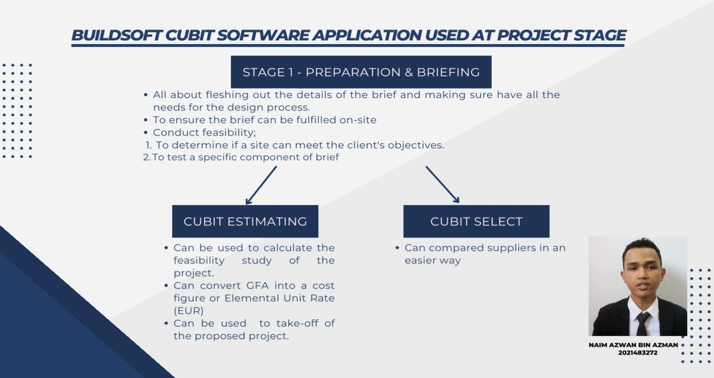Furthermore, by using Qubit Estimating, it can be used to convert GFA into a cost figure or elemental unit rates (EUR), and it gives a quick breakdown of project resource expense by trade. Cost analysis results are displayed intuitively in a chart and table. With the exception of that, Qubit Estimating also can be used to take off the proposed project by inserting the drawing that has been approved by the architect in Qubit Estimating, and the GFA will auto detect the scale from the drawing scale. Lastly, the use of Qubit Select at stage 1 is to compare suppliers in an easier way.